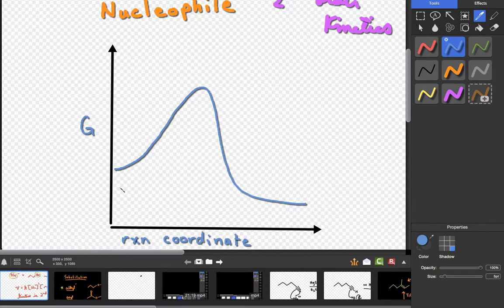Of course, we would have our reactants. And what I'm going to do here is use fluoride as a nucleophile. It's not a great one. Here are my products. There are no intermediates, but there is a transition state.